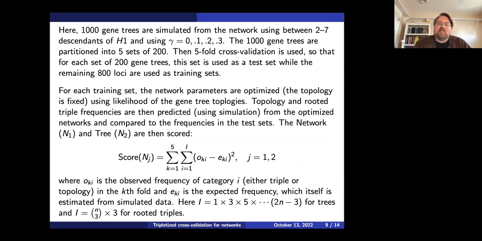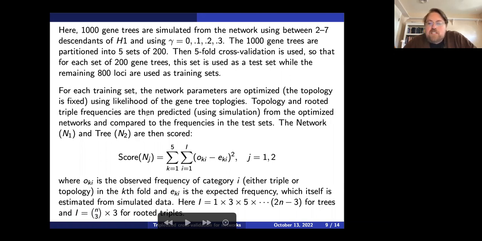All right. So for the simulation study, we used 1,000 gene trees for each setting, so 1,000 gene trees simulated from the network for different values of gamma, the inheritance parameter. The 1,000 gene trees are partitioned into 5 sets of 200. So this is to do 5-fold cross-validation. Each fold is going to have 200 gene trees. That's used to create a test set, and the remaining 800 loci are used for training sets.